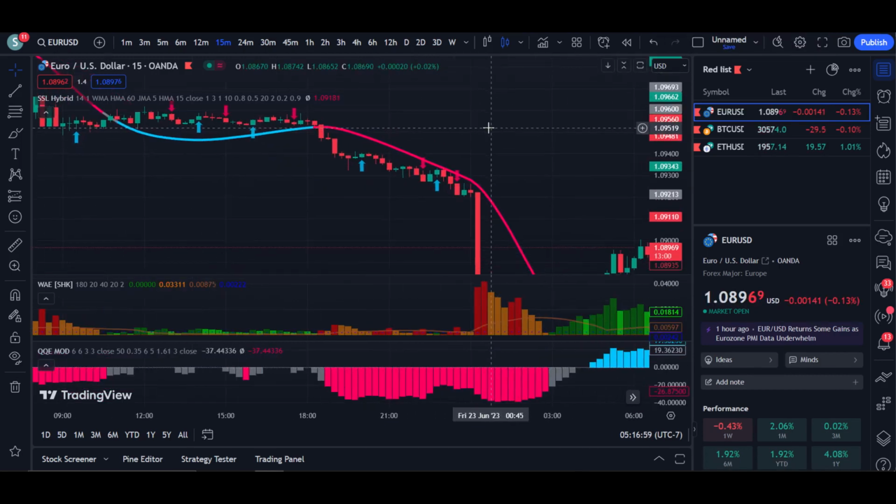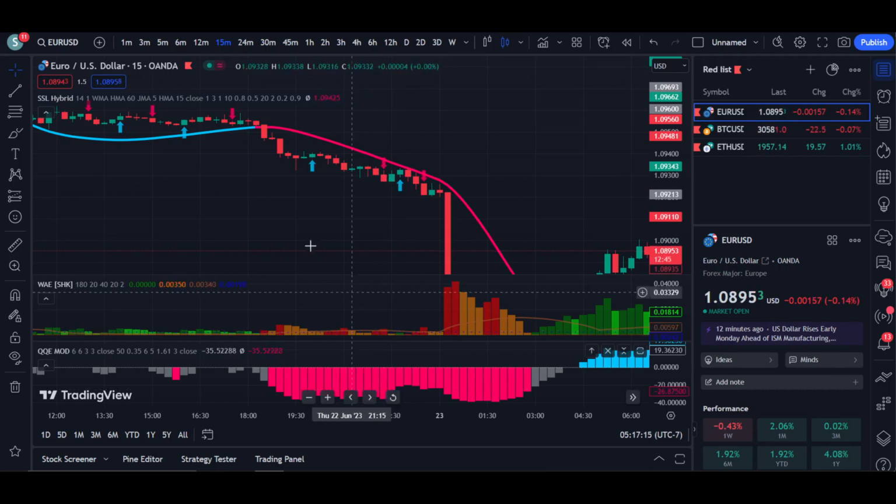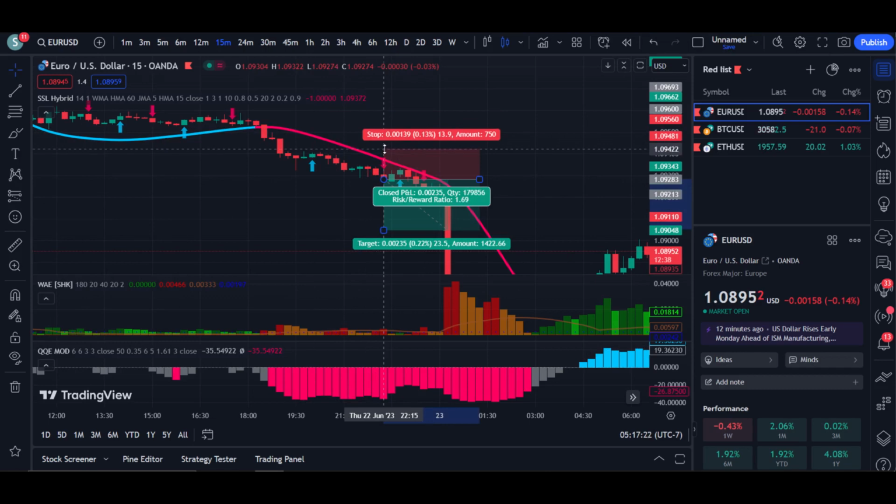So for the short position, you're going to do the opposite. We're going to wait for a red arrow to appear. We're also going to wait to see red on the WAE as well as the QQE mod. So once that's occurred, we're going to take our short position, open the trade right here, a few points above the swing high.